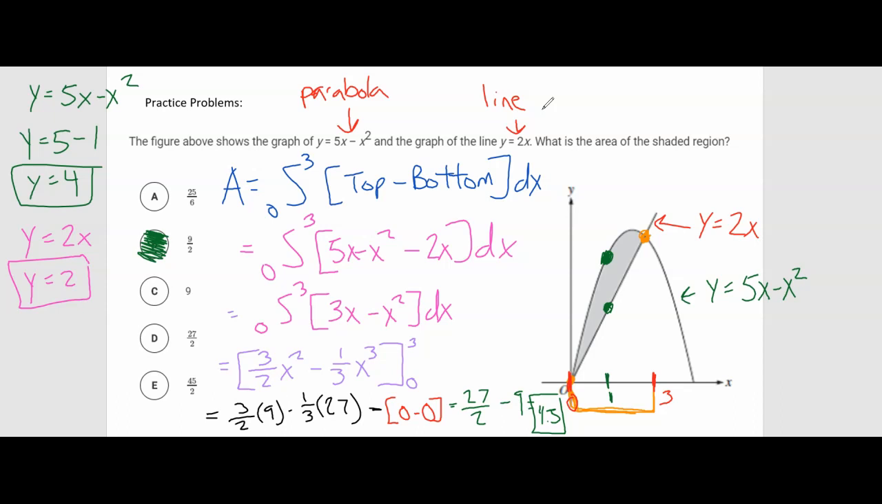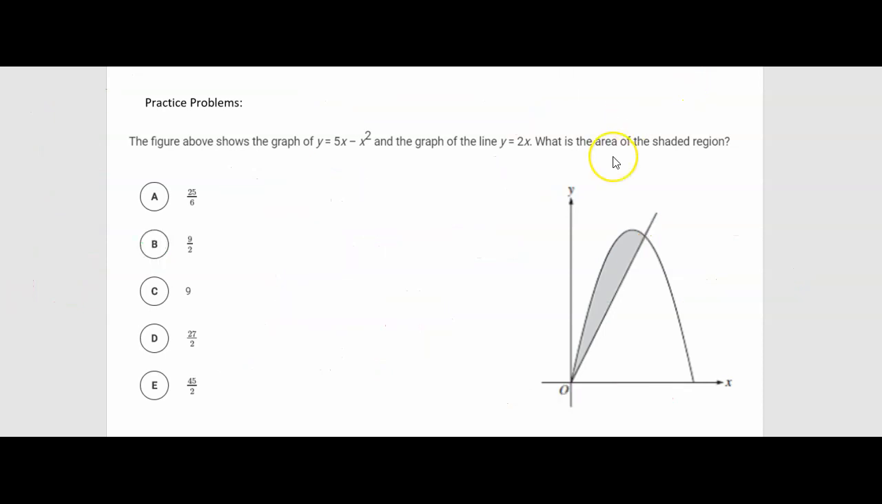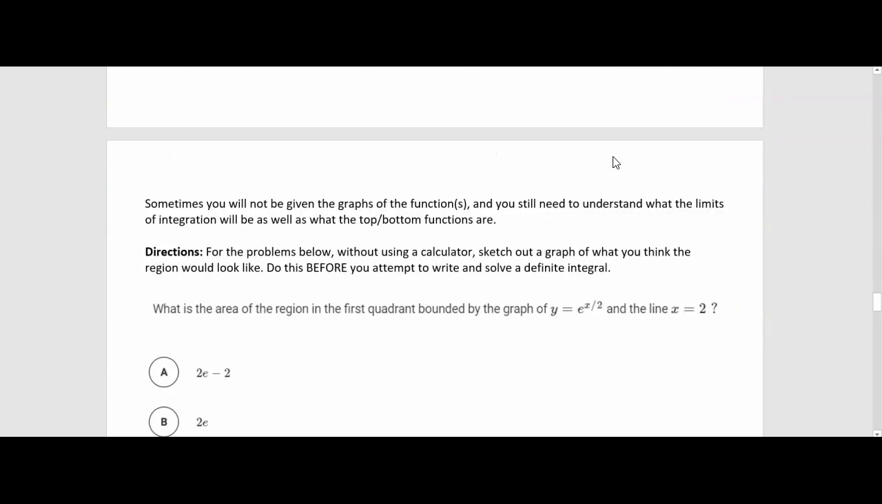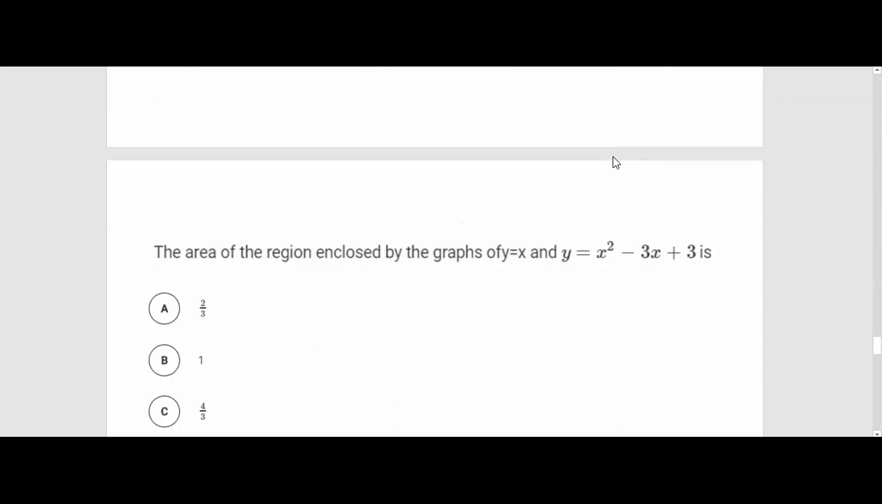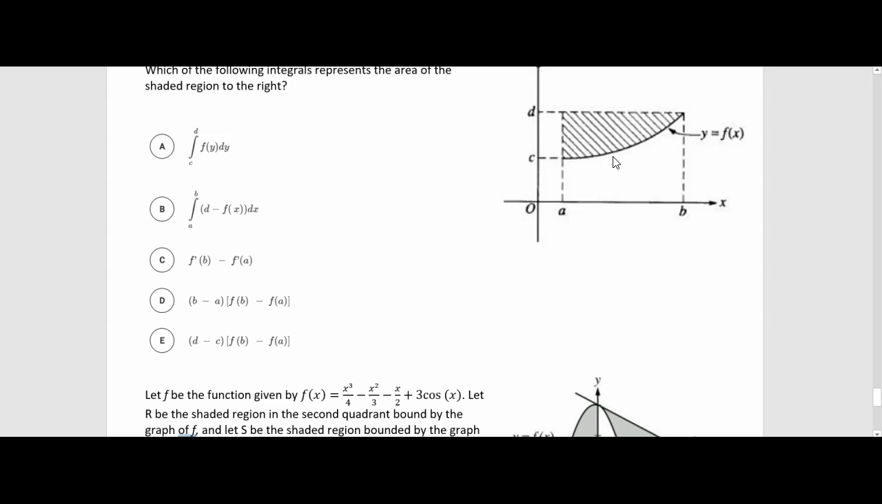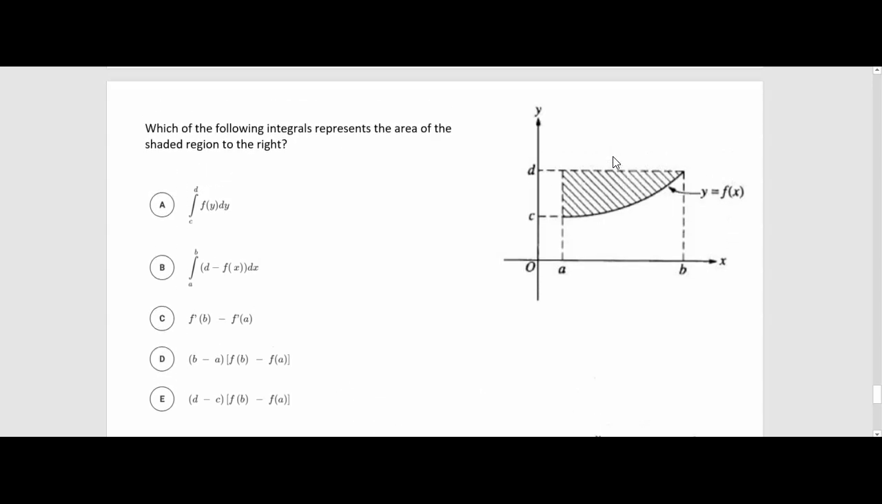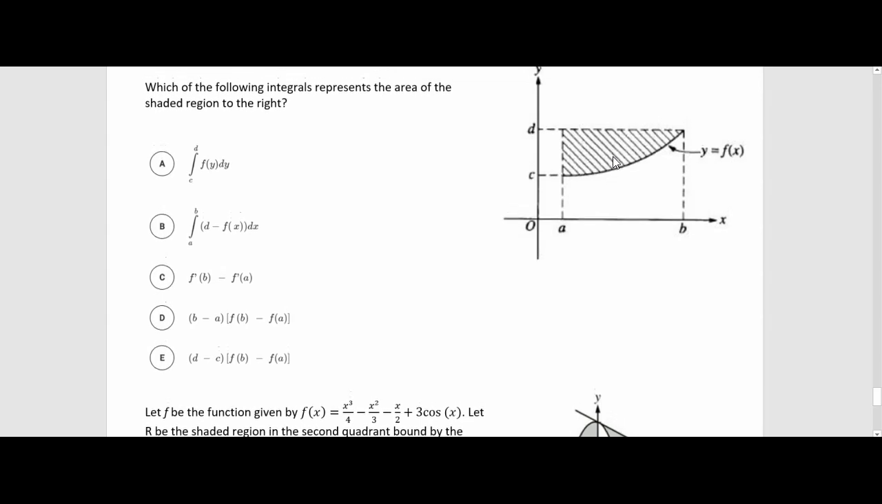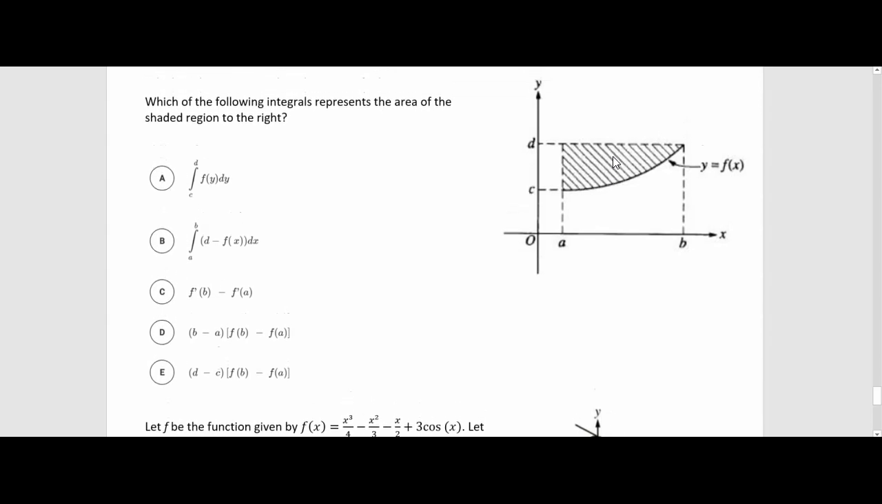Okay, let's do one more example. Let's just do this example right here. This isn't one where we actually have to work anything out. We just have to think about it in terms of what's our top function, what's our bottom function, etc. So pause the video, read the question, and think about what would the correct integral expression be for that shaded region to the right.